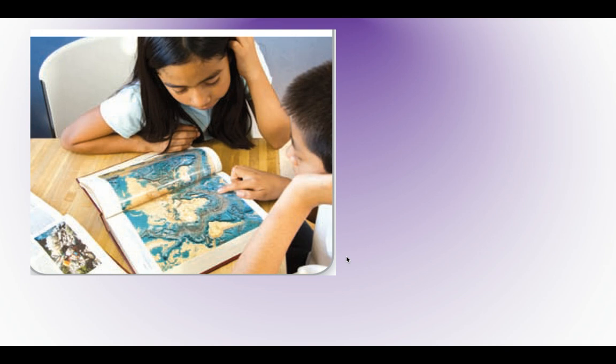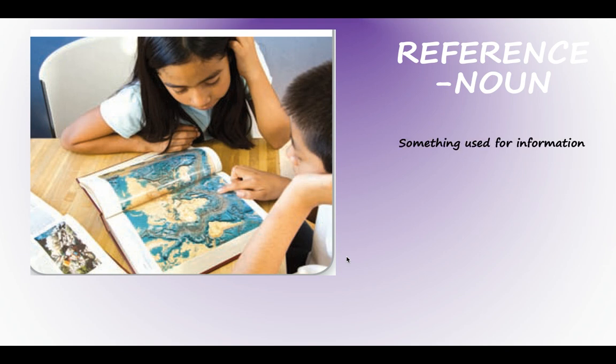So now we have two kids. They're looking at what looks like a map. They're in a book, and that looks maybe like some type of geography book. So it's called a reference, and that's a noun. And it's something that you use for information. So we use the internet for information as a reference. We use different books. Sometimes you guys use that website, duckster.com, as a reference when we're doing some research.